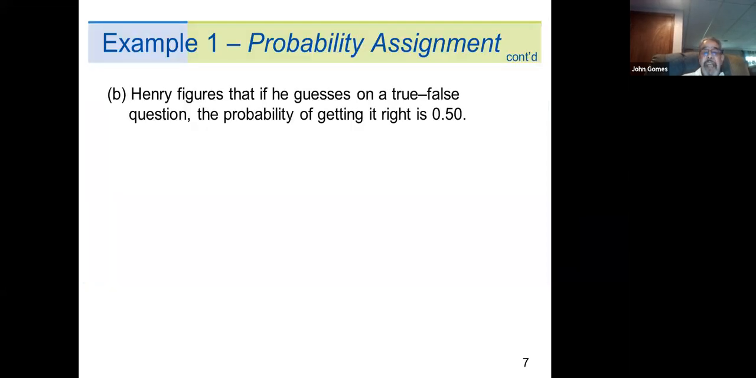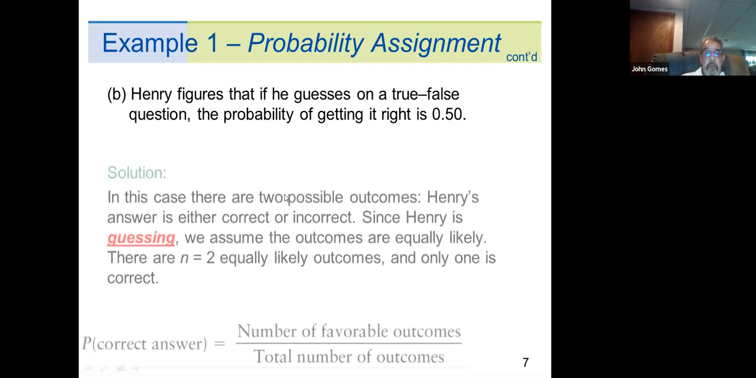Henry figures that if he guesses, and guesses is a really important word here, because if Henry had studied, all right, and he's taking a true false question, the probability of him getting it correct is better than 50-50. If he studied, you would think the probability of getting it right is like 95%, 99%, maybe even 100%. All right. So he's guessing. He doesn't have any idea. He's guessing at a question he's never studied. So it's 50-50.